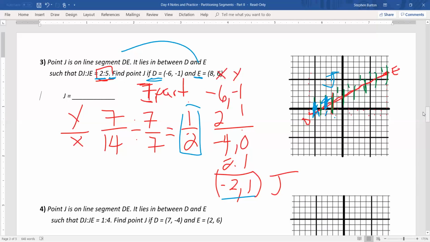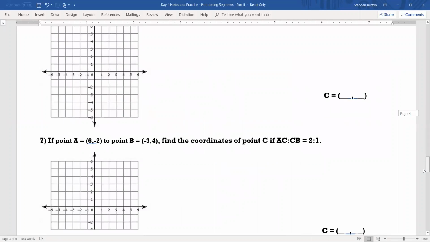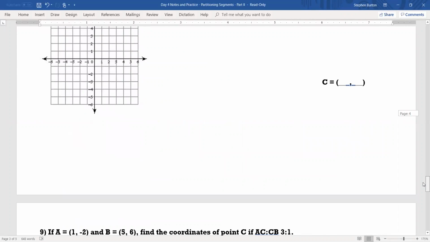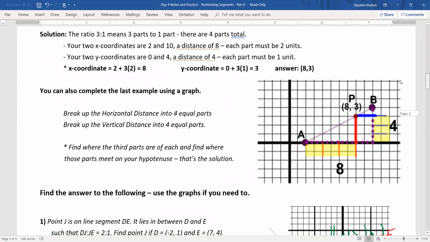Okay. I will post this little note here on partitioning if anybody wants to keep working. There's a few more down here just to make sure that you understand. And if you can't figure it out, that's when you could send me an email on it. Hey, I don't understand this.